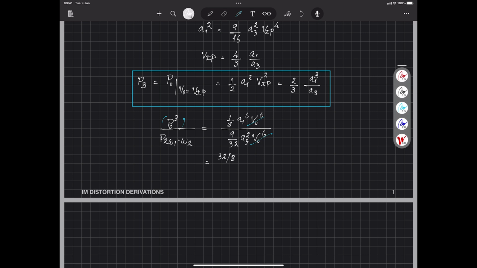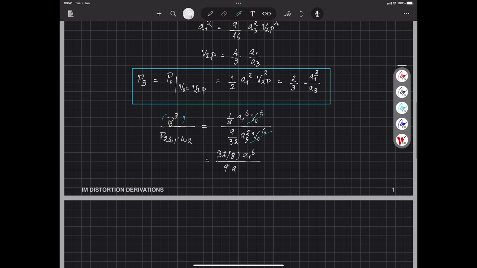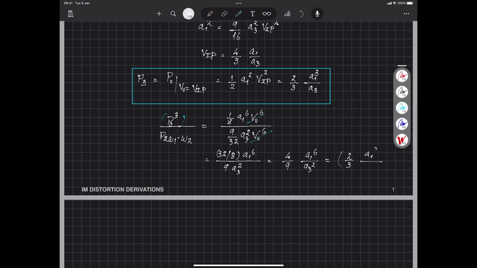And then we end up with an expression which is 32 over 8 times A1 to the 6 divided by 9 A3 squared, which equals 4 over 9 A1 to the 6 over A3 squared, which is 2/3 of A1 to the cube over A3, all squared, and this is equal to P3 squared.